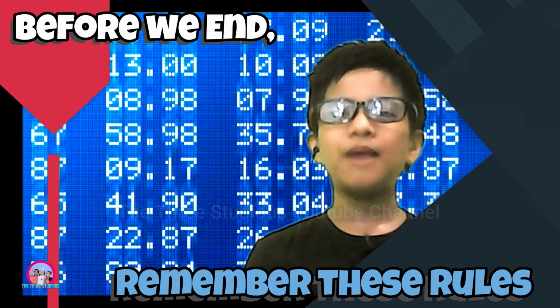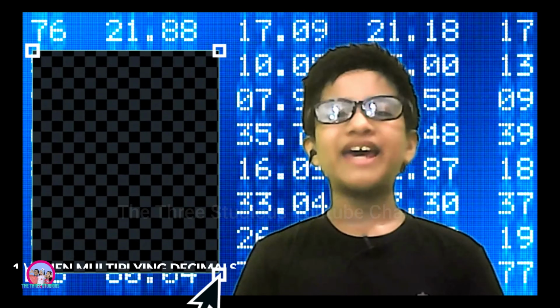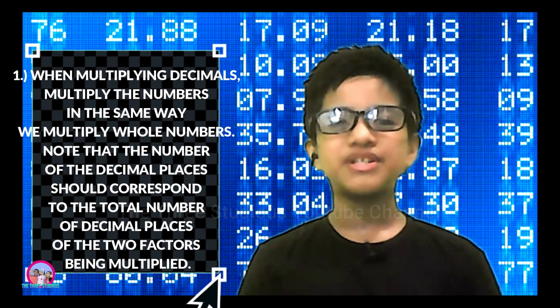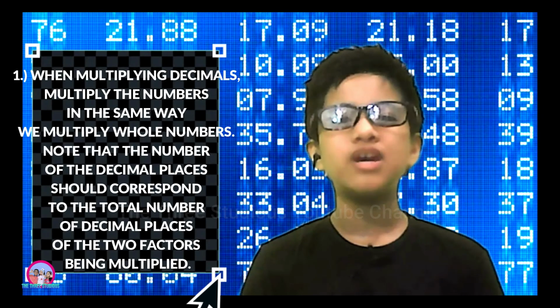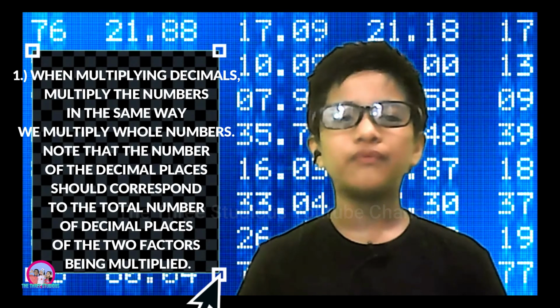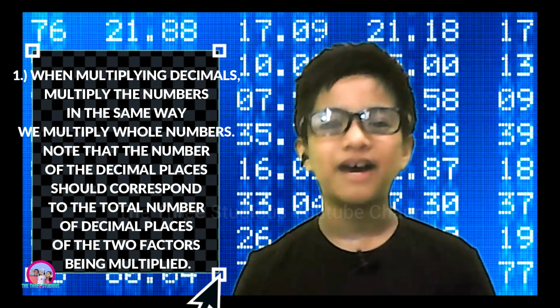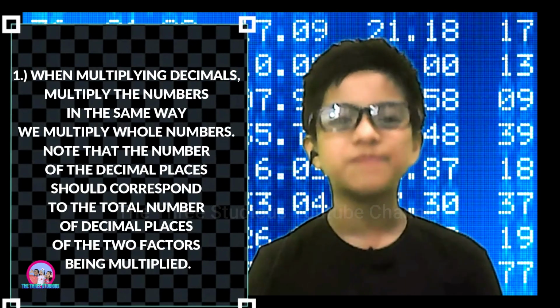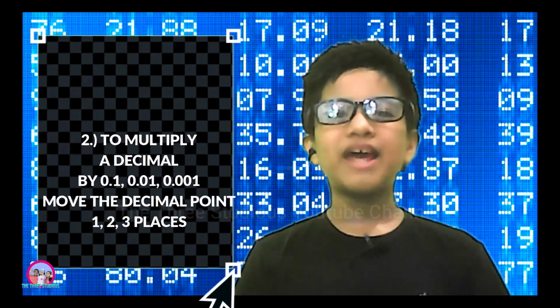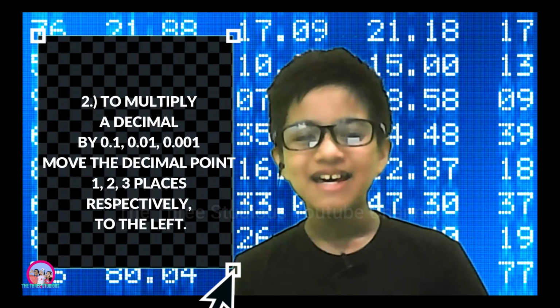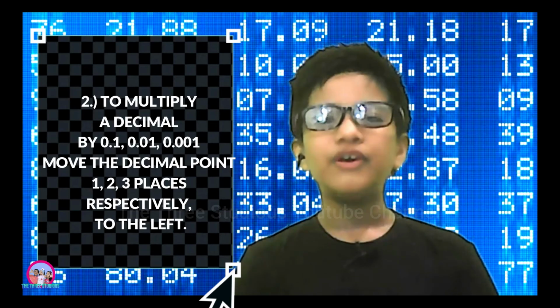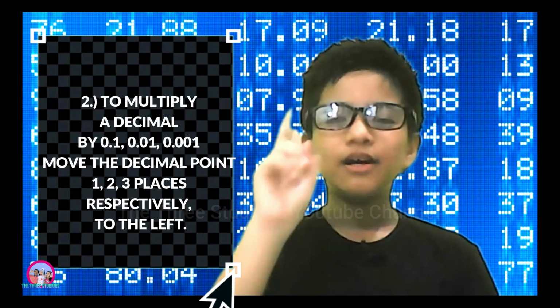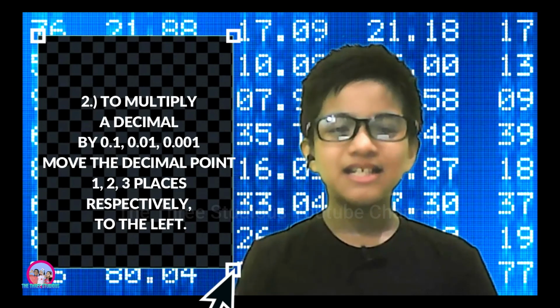Before we end, remember these rules. When multiplying decimals, multiply the numbers in the same way we multiply whole numbers. Note that the number of the decimal places should correspond to the total number of decimal places of the two factors being multiplied. To multiply a decimal by 0.1, 0.01, or 0.001, move the decimal point 1, 2, or 3 places, respectively, to the left.